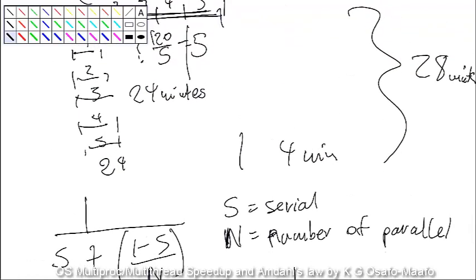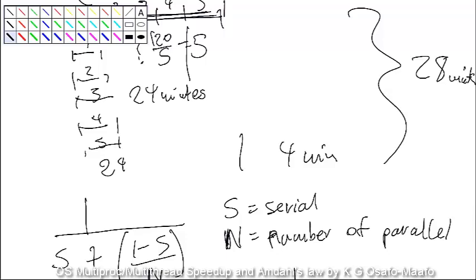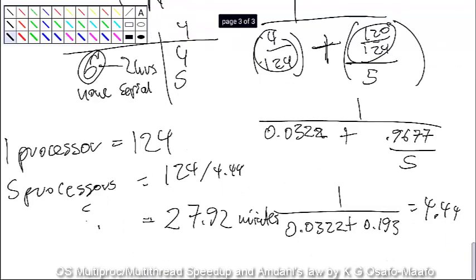And you see that this is actually similar to what we had before. It said 28. That's 24 and 4. So it's about the same. So there are 2 ways to work this out. You can figure out the speed up and then say, if it's serial, how long is it taking? And then use the speed up to determine the amount of time. So if speed up is 4.44, then of course it's going to be 124 divided by 4.44.